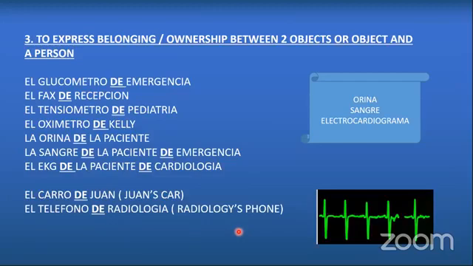We use the de also to express belonging, ownership, also between two objects or an object and a person. So let's look at this. El glucómetro de emergencia. El glucómetro de emergencia. I think you got it. I think you know that I am saying that the glucometer belongs to the ER. El fax de recepción. El fax de recepción. You got it, right?